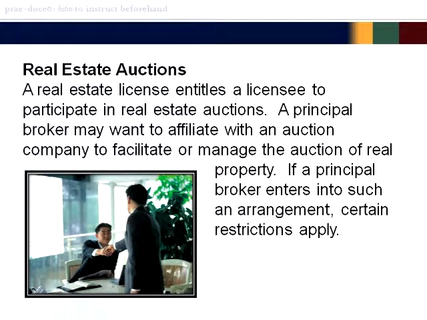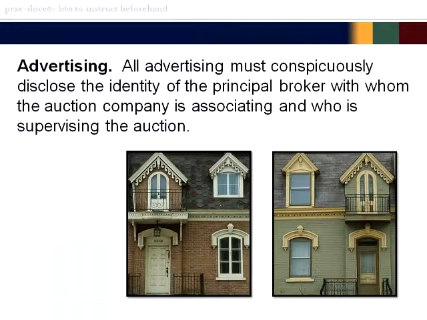Real estate auctions. A real estate license entitles a licensee to participate in real estate auctions. A principal broker may want to affiliate with an auction company to facilitate or manage the auction of real property. If a principal broker enters into such an arrangement, certain restrictions apply. Advertising. All advertising must conspicuously disclose the identity of the principal broker with whom the auction company is associating and who is supervising the auction.